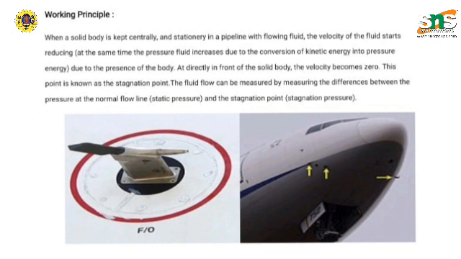The fluid velocity can be measured by measuring the difference between the pressure at the normal flow line, the static pressure, and the stagnation point. It's called the stagnation pressure.